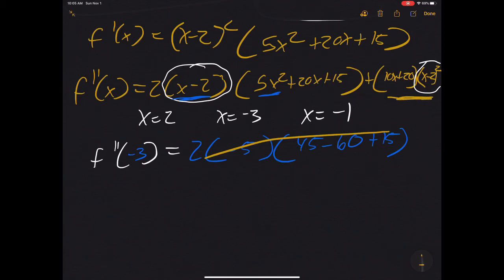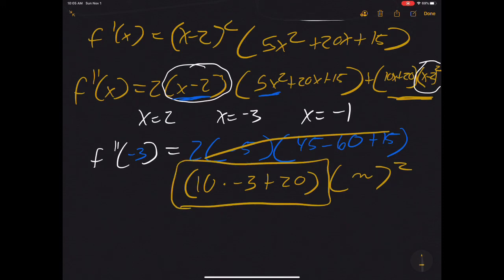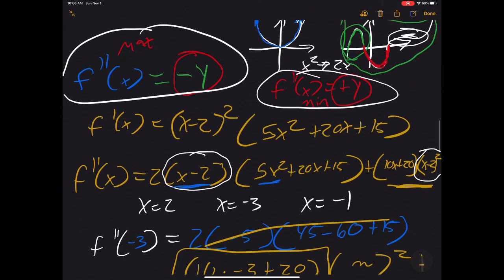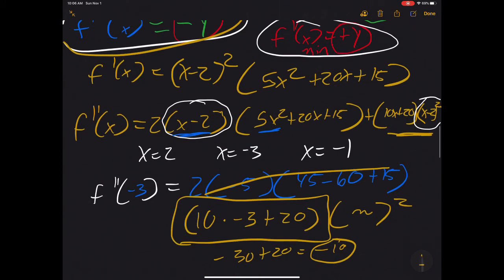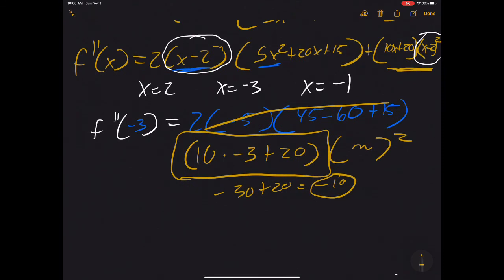I plug in negative 3, I get 10 times negative 3 plus 20. And it's going to be times a positive value because it's something squared. So all we have to really care about is this piece. 10 times negative 3 is negative 30, plus 20 is negative 10. So negative 3 is going to be a local maximum. Negative 3 is a local maximum, so we don't care about it if we're looking for minimums. Or we can just say, if we're looking for all extrema, x equals negative 3 is a max.